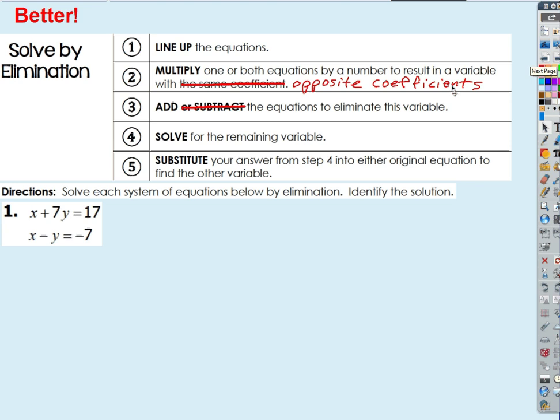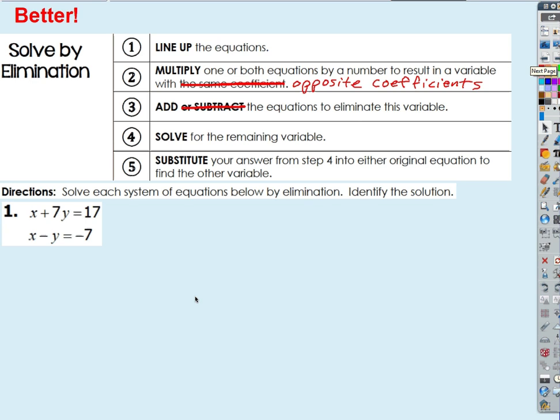Okay? In this case, we're going to get rid of the x's, and all we'd have to do to get opposite coefficients, what are the coefficients right now? 1 and 1, right? But what could I multiply the bottom equation by to get opposite coefficients? -1, right? All I've got to do is distribute a -1 through the bottom equation, and then I'd get opposite coefficients of x, okay?